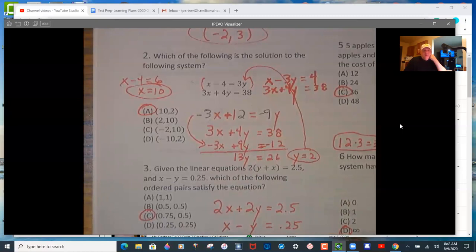Certainly you can use guess and check on this. So, you know, if you had no clue, is 10, -2 the right answer? It has to work in both. It works in the top, it gives you 6 on both sides, and then it works in the bottom, it gives you 38 on both sides.